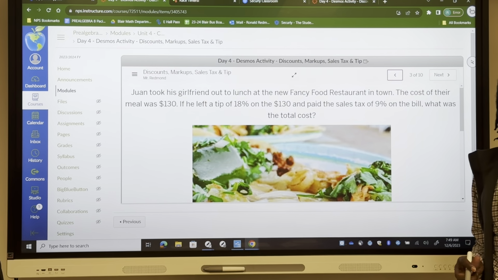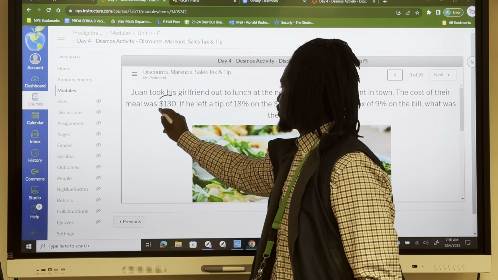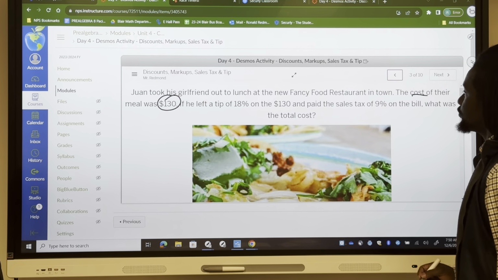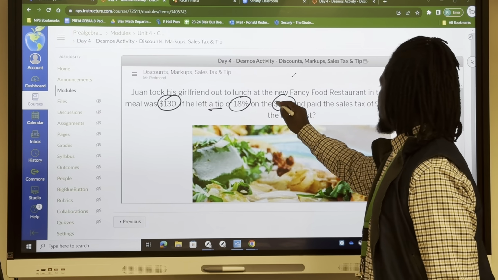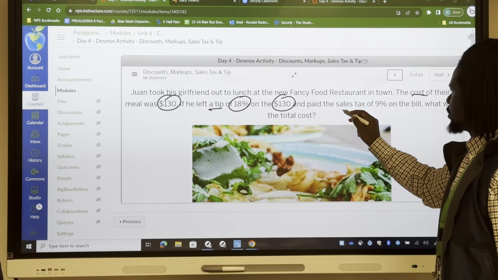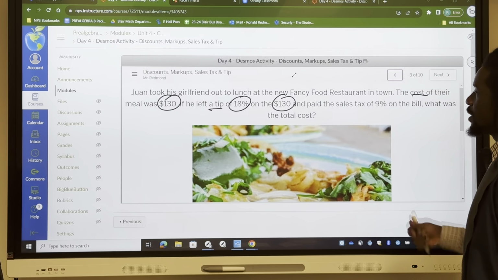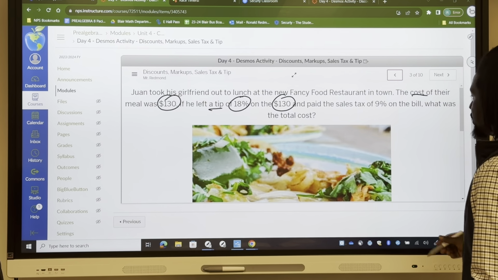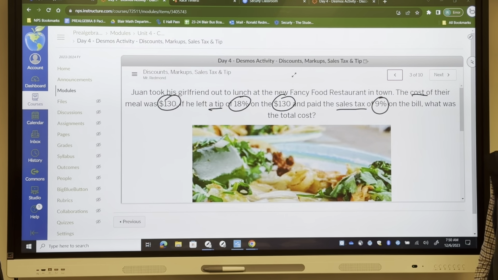All right, question number 3. Juan took his girlfriend out to eat lunch at a fancy new food restaurant. The cost of the meal was $130. He left the 18% tip on the $130, and the sales tax was $9. What is the total cost of the bill?